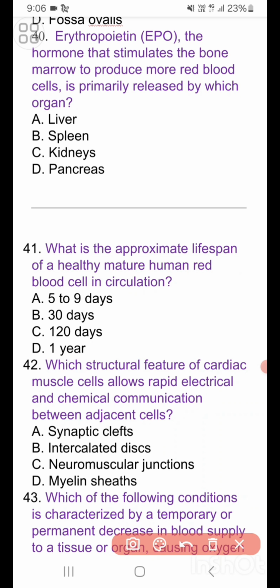Erythropoietin, EPO, the hormone that stimulates the bone marrow to produce more red blood cells, is primarily released by which organ? Kidneys. What is the approximate lifespan of a healthy, mature human red blood cell in circulation? 120 days. Which structural feature of cardiac muscle cells allows rapid electrical and chemical communication between adjacent cells? Intercalated discs.